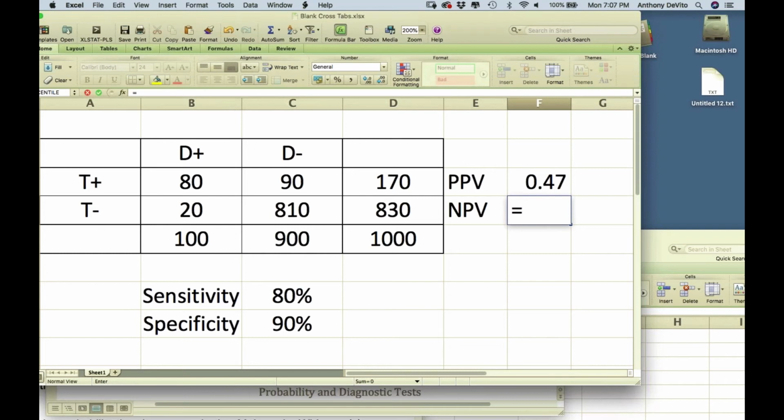Okay, you got the right idea, right? 810 people are negative and tested negative, out of a total of 830 people that tested negative, but don't necessarily have the disease. Total number of people tested negative is 830. 810 of those are correct. So the negative predictive value is 98%.